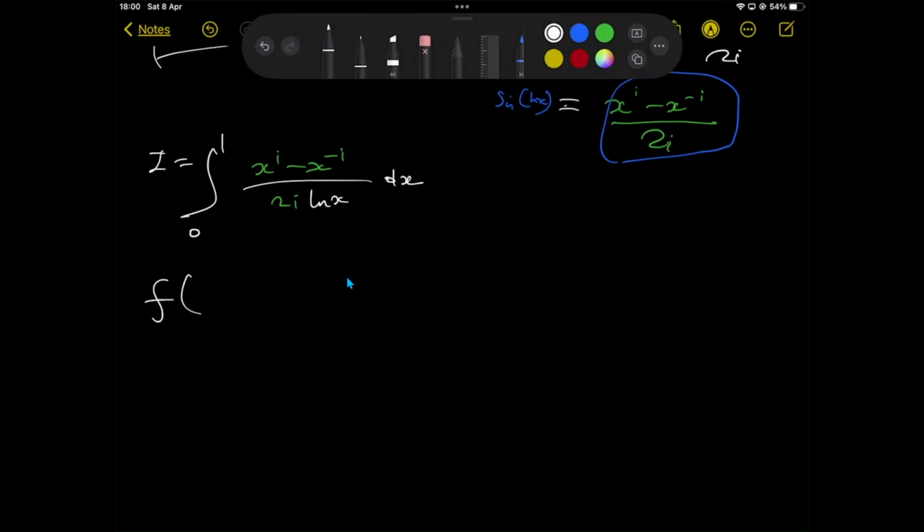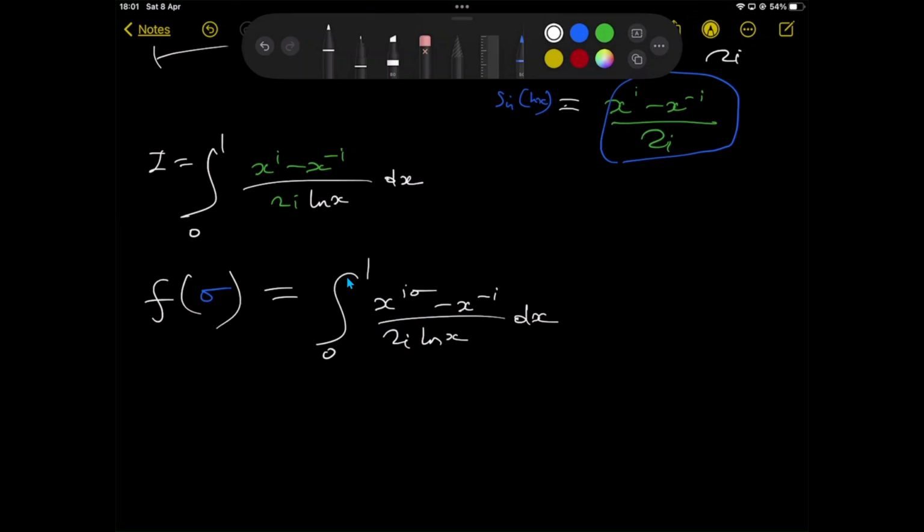Function, let's call it f of, what should our new variable be called? I need to pick any letter, Greek, Latin, whatever. Let's call it sigma. There we are, my favorite letter. F of sigma equals the following integral, x to the i sigma minus x to the negative i over 2i ln x dx.